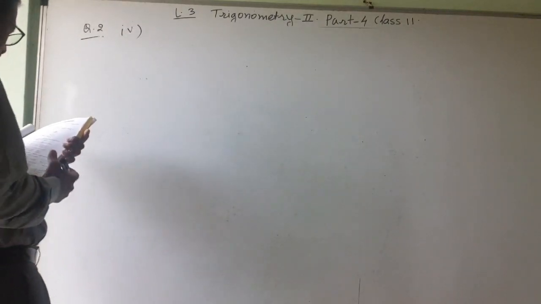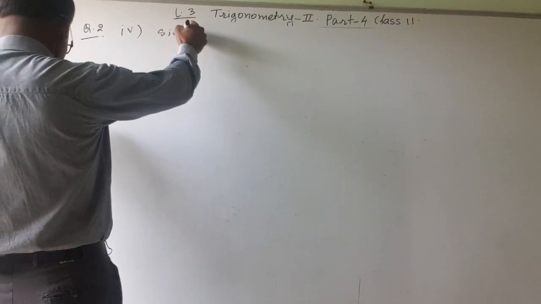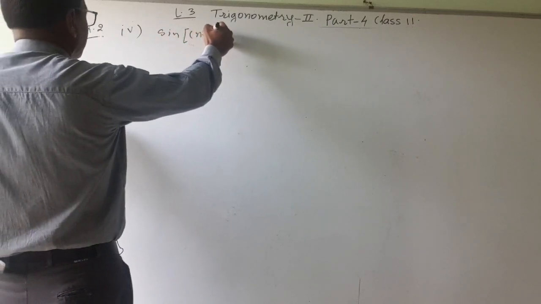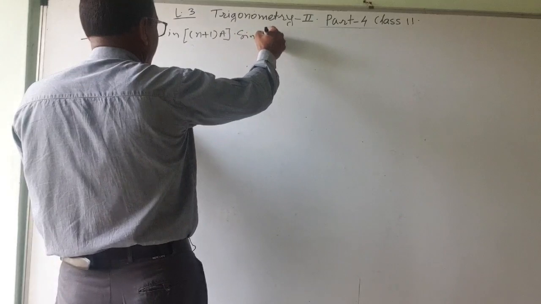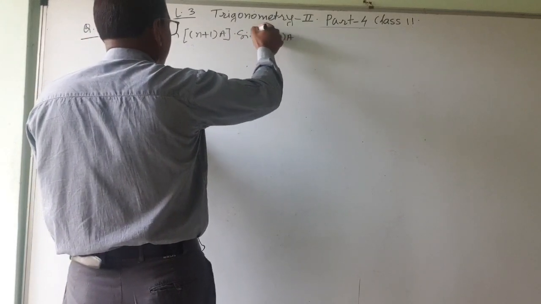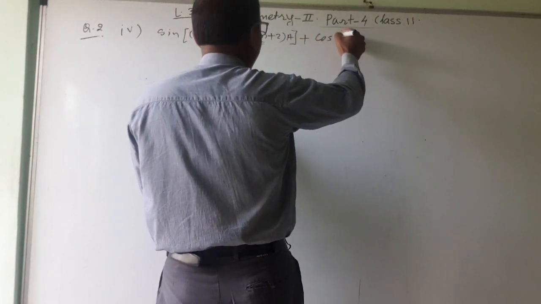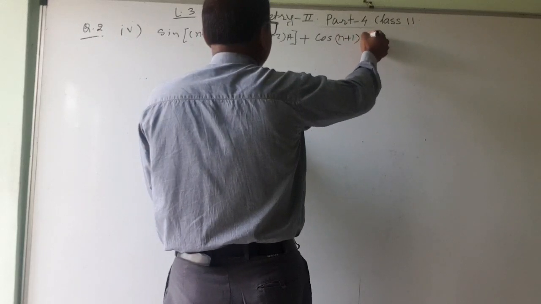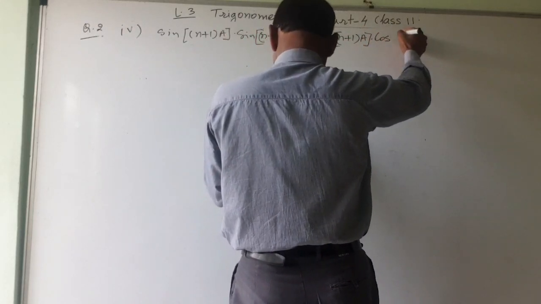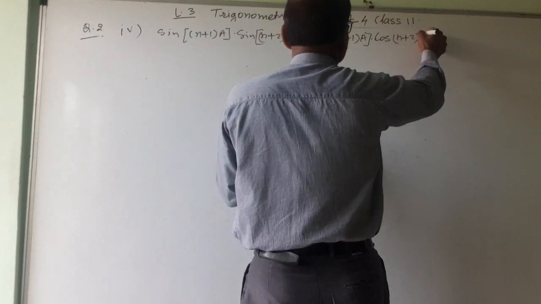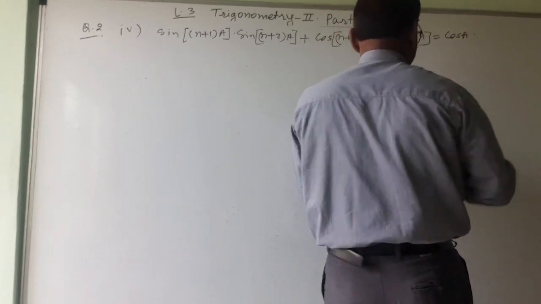Question number 2 in that, the fourth one: sine of (n plus 1) into a into sine of (n plus 2) into a, plus cos of (n plus 1) into a into cos of (n plus 2) into a, is equal to cos a. This we have to prove.